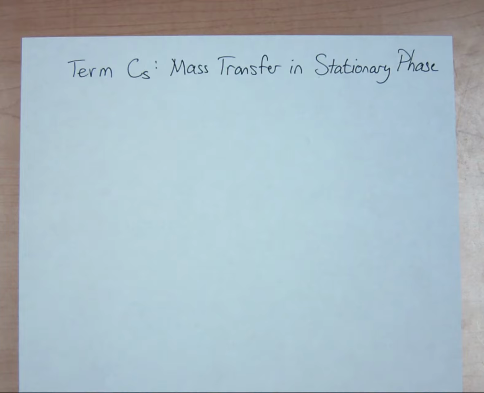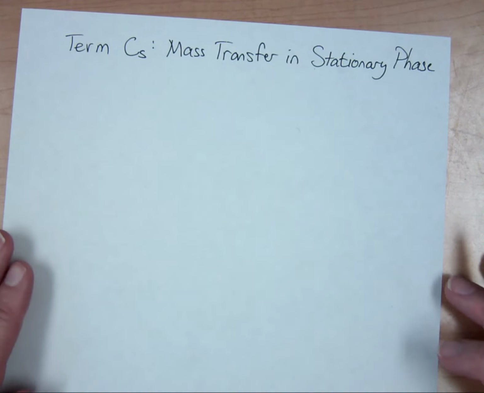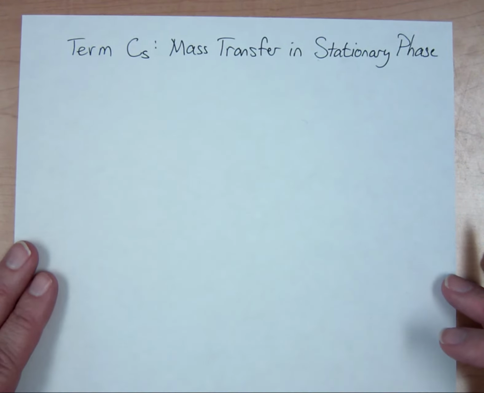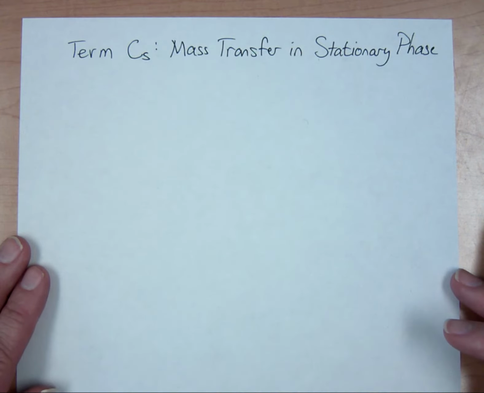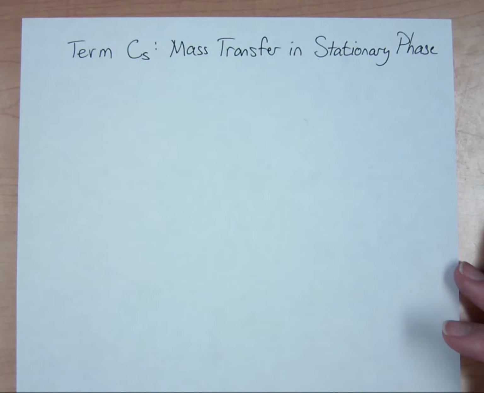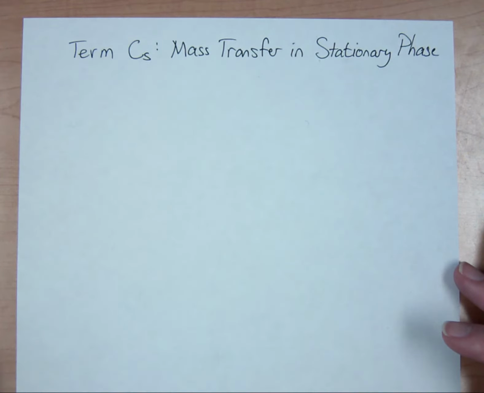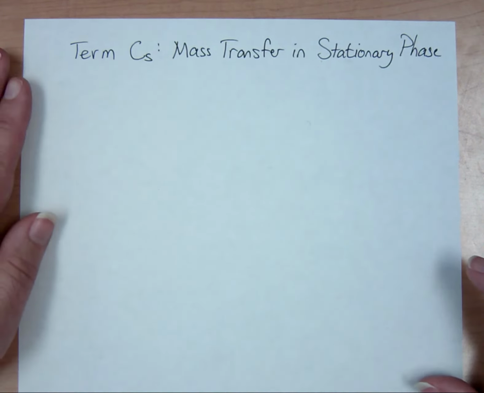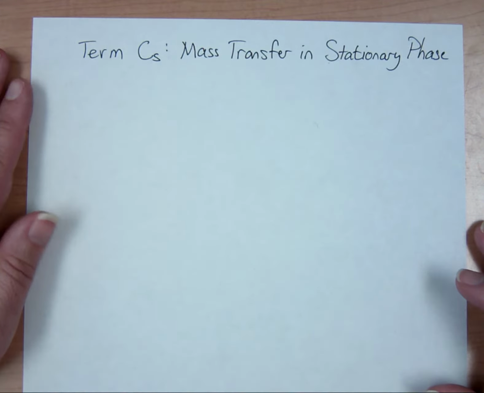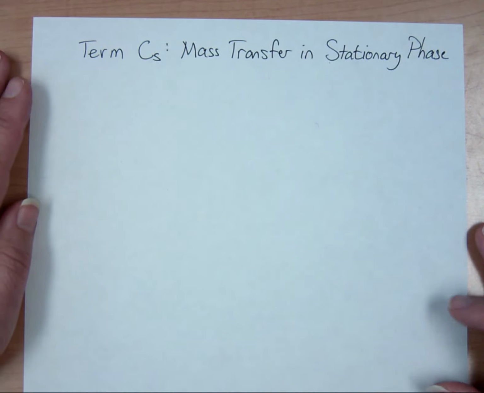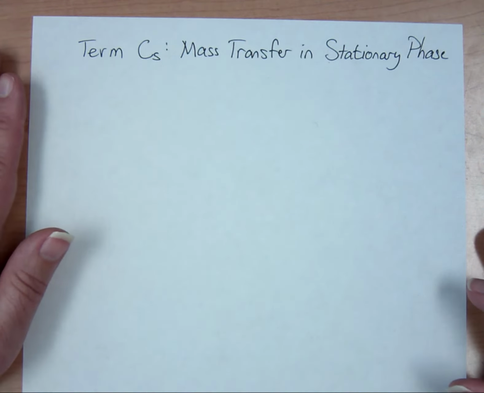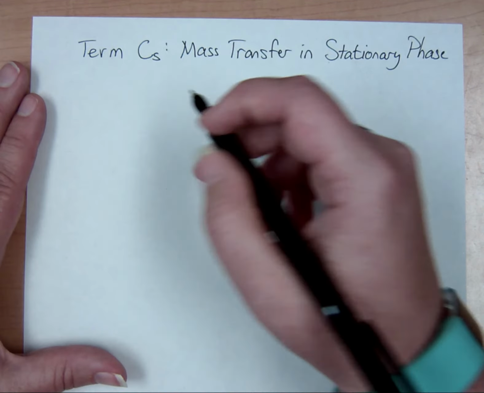The other mass transfer term in the Van Deemter equation is for mass transfer in the stationary phase. And we call this term C sub S. Mass transfer term being term C, and for the stationary phase gives us the S. Now, the mass transfer in the stationary phase stems from how the analyte interacts with the stationary phase, so the affinity for the analyte in the stationary phase. So let's see what this looks like.